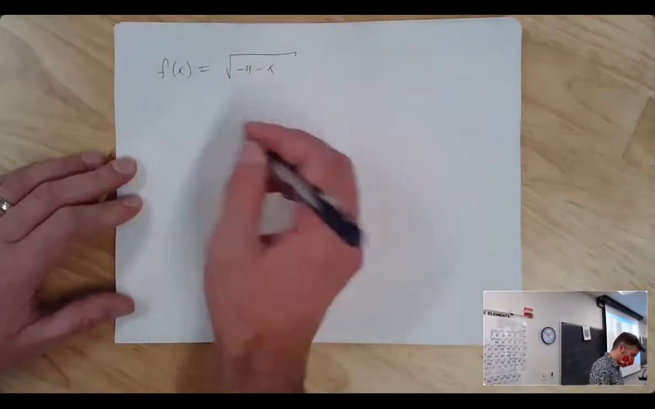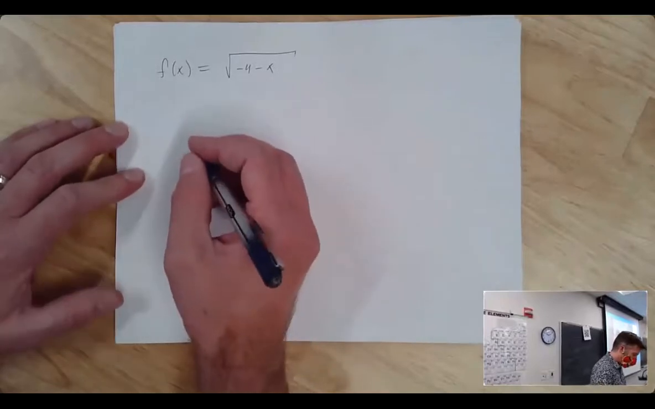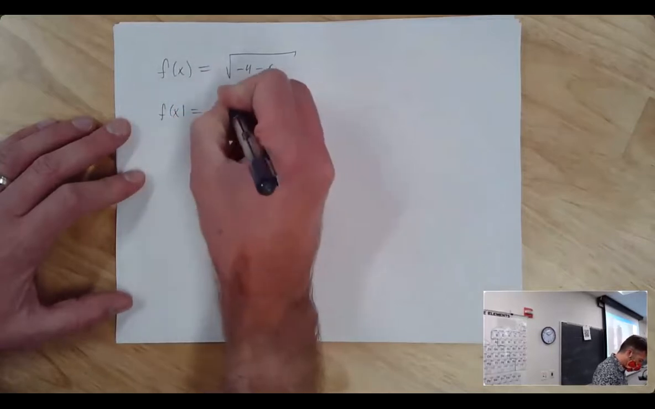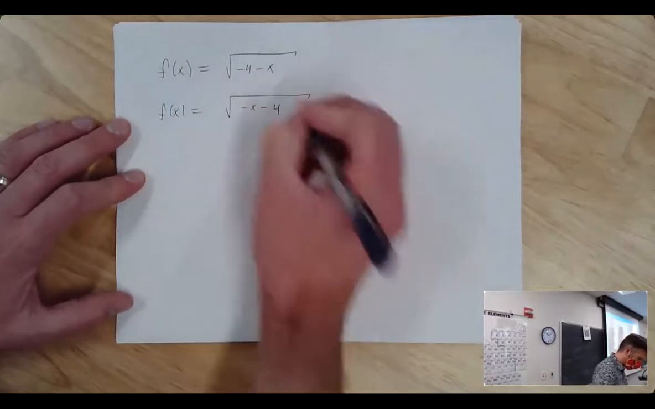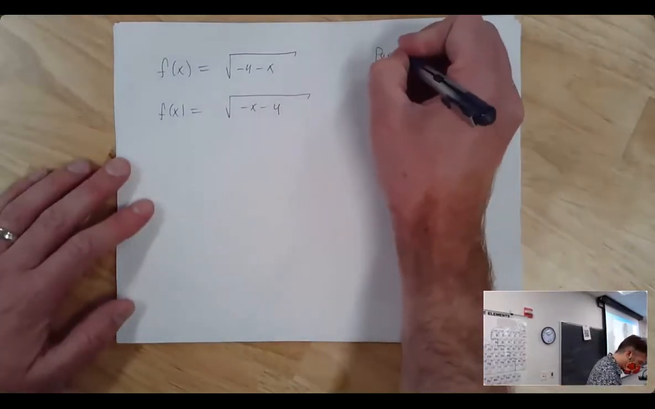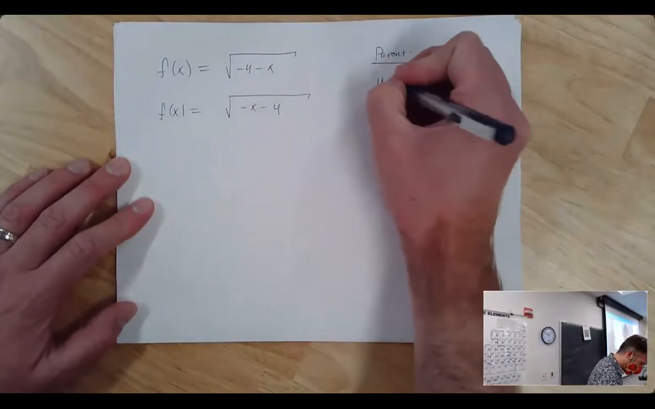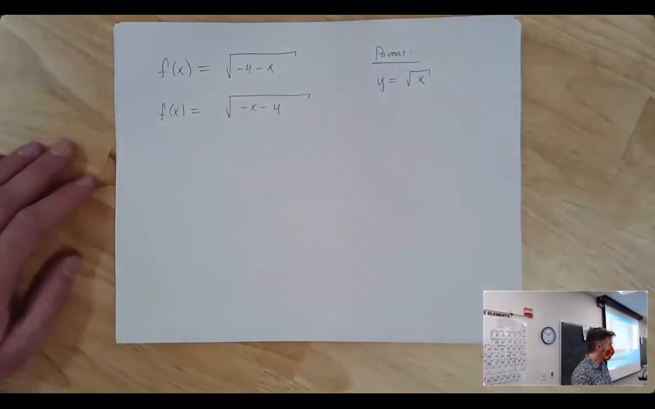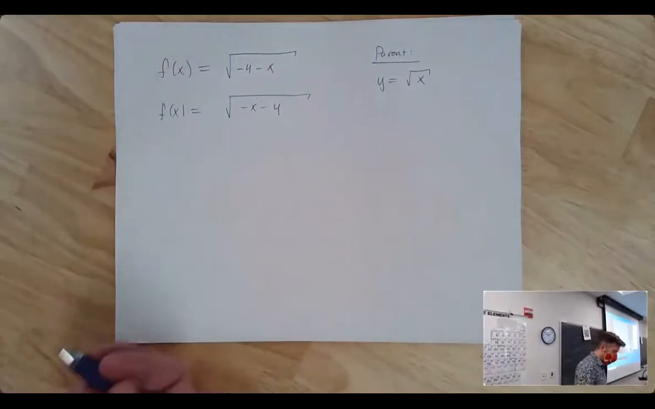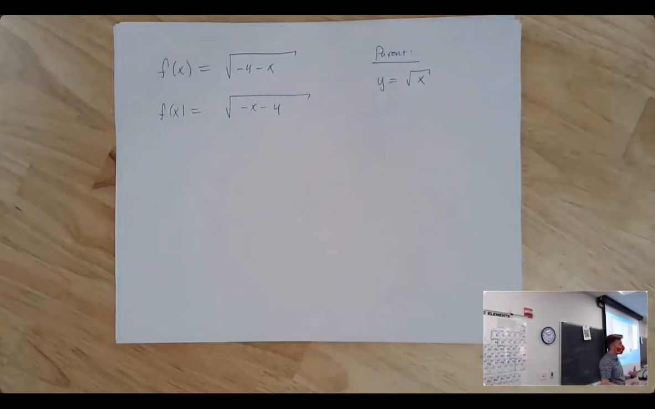So if I was graphing this, I would probably first rewrite it as the square root of -x minus 4. And I'm thinking of the parent graph as y equals the square root of x. It's a square root function. I've done some things to it, and it has both a horizontal shift and a horizontal reflection.